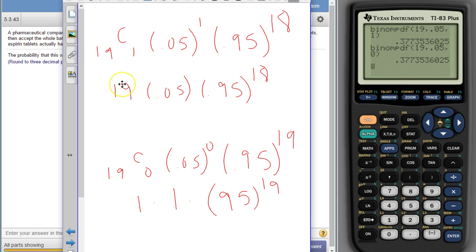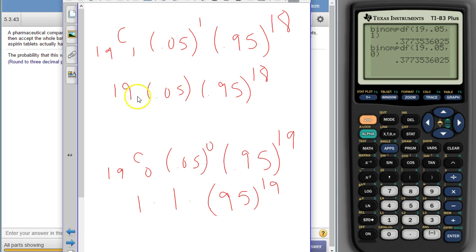So 19 choose 1 is 19, times 0.05 to the first. So this is what we get here. And then if we change it to the 0, we get 19 choose 0, 0.05 to the 0, and then 0.95 to the 19 minus 0. 19 minus 0 is 19. Well, 19 choose 0 is 1. Anything to the 0 power other than 0 is 1. We get 1 times 1 times 0.95 to the 19th. And this is the probability of 0.